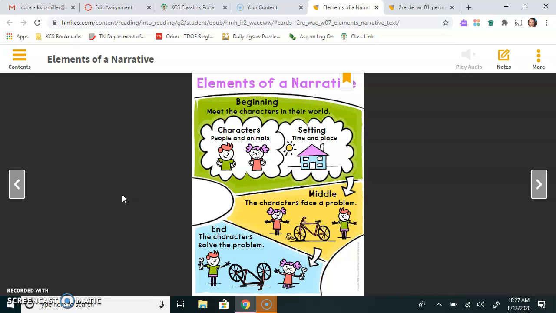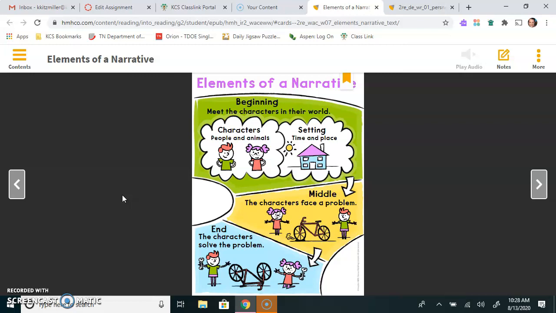What has happened to them in the middle of the story? Yeah, it looks like their bike tire has blown out. That would be a problem, especially if you're out somewhere and you need to get back home. That would be a big problem. And in the end, you can see that they look happy now because they solved the problem and they have tools in their hands. What did they do? Yeah, it looks like they flipped the bike upside down and they were able to fix their bike.